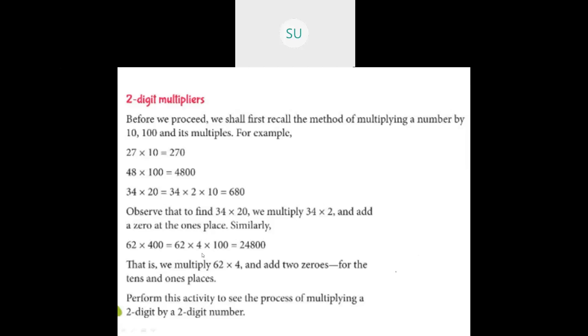Similarly, 62 into 400. So what we're doing here, first 27 into 10: we'll just write 27 as it is.